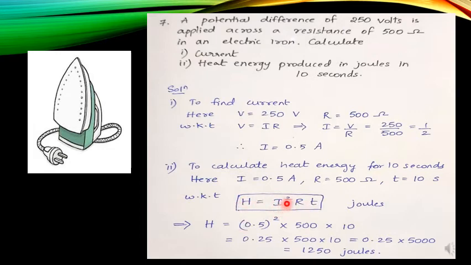What is the value of I? I is 0.5, R is 500 and T is 10 seconds. So I square means it is going to be 0.5 square. What is the value of 0.5 square? It is 0.25. Remaining numbers as it is, 500 into 10. When you multiply these three numbers, you are going to get 1250. And what are we calculating? We are calculating heat, so you are going to keep it in joules. Hope it is clear to you all.